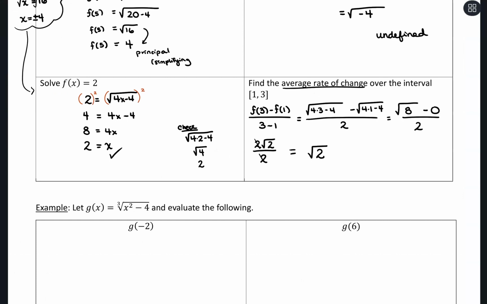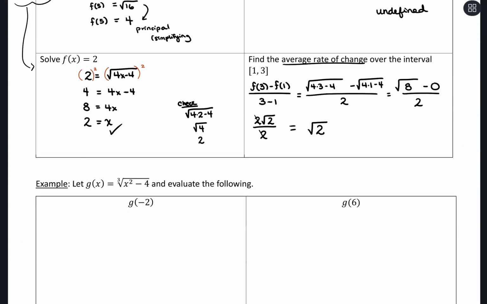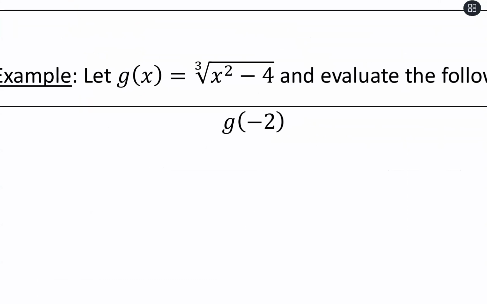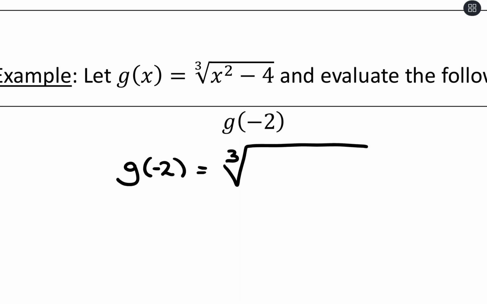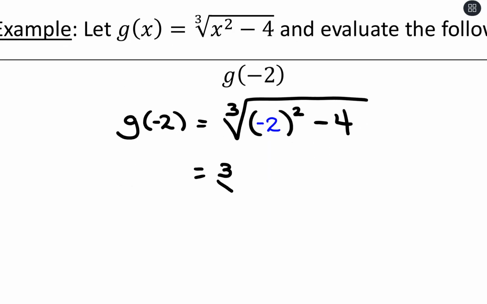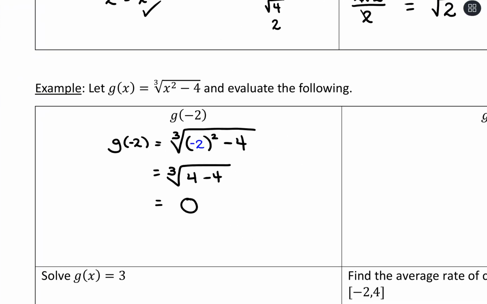Okay, let's do some more examples here, but here we're going to see a cube root. So g of negative 2, we're taking the cube root. Again, wherever I see x, I like to throw an empty parenthesis so I can see the structure of my function. And then we're plugging in a -2. So this is going to be the cube root of 4 minus 4, which is the cube root of 0, which will give us a 0 in the end.